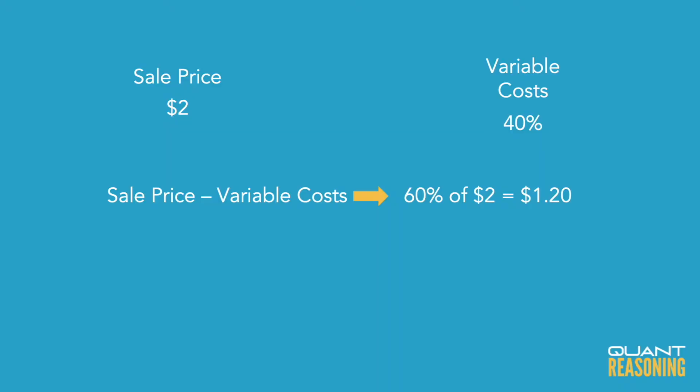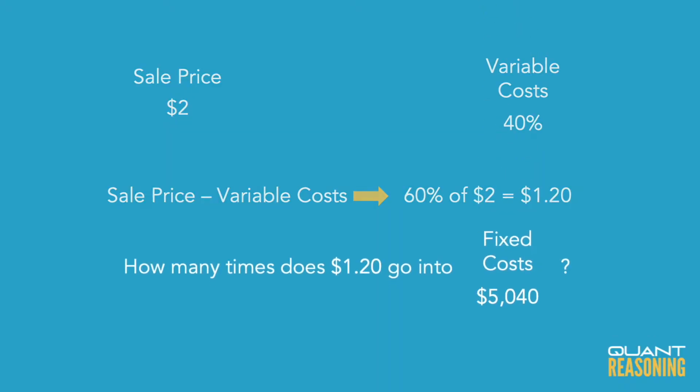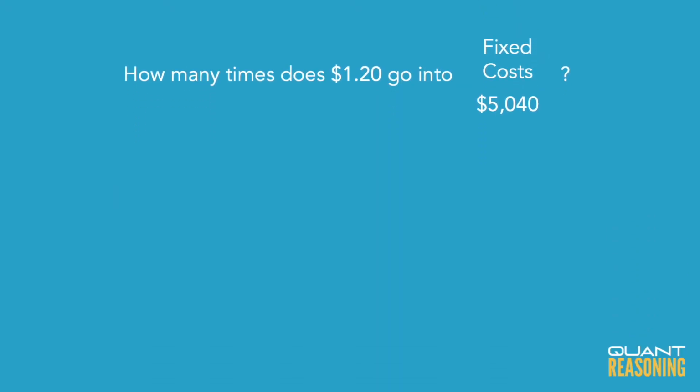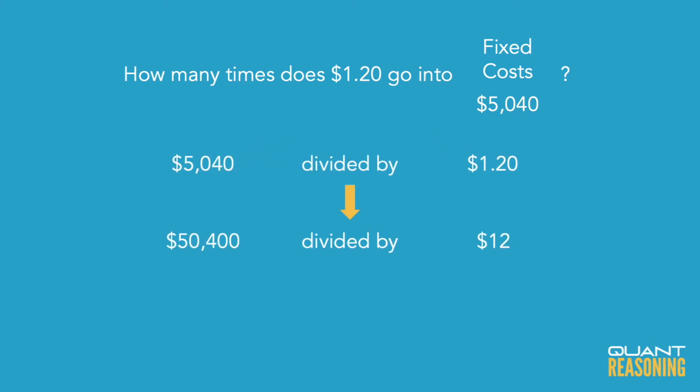So at this point, I think I just have to figure out how many times does 1.2 fit into 5,040. And the way that I would do that is I would start by expanding both by a factor of 10 because I don't like to divide by a decimal. So now we're talking about 50,400 divided by 12.